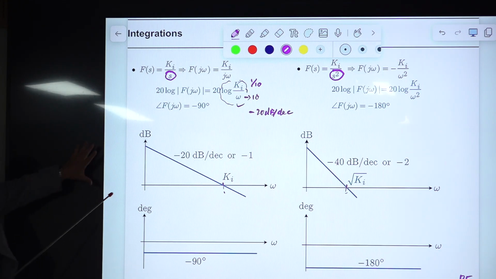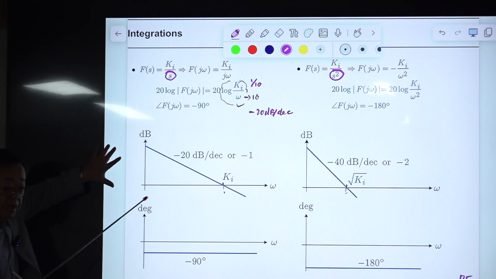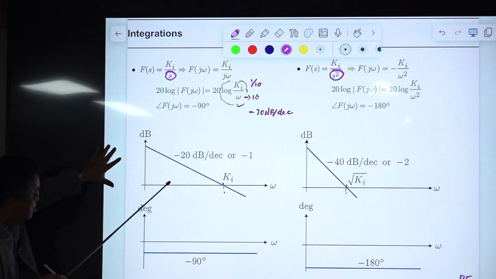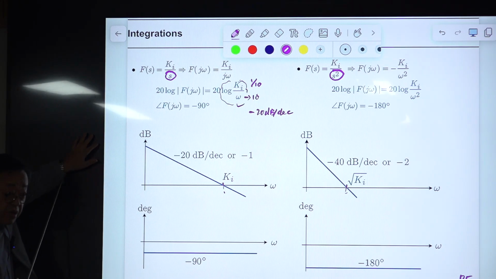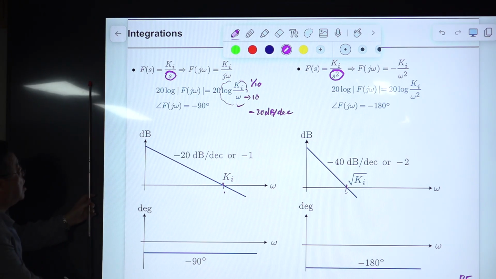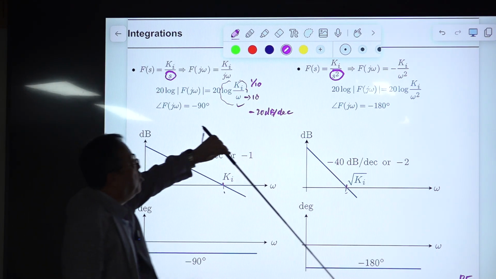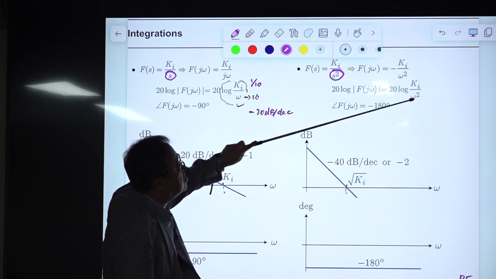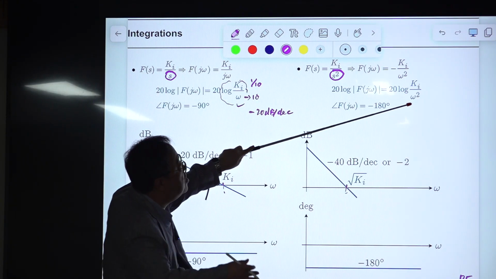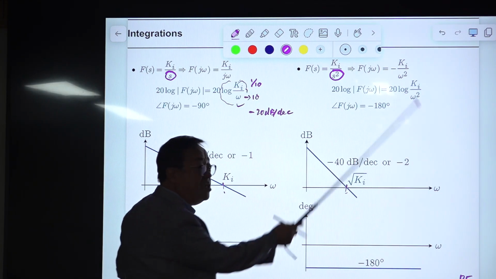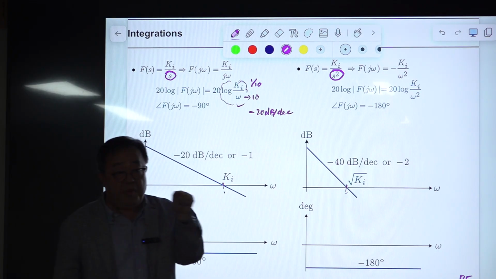You cannot plot 0 frequency here, because it stays 1/10 forever. This is not 0, and you cannot draw this line. You would have to move in this direction infinitely, then you will have 0. For this case, the slope becomes steeper, because if you increase omega 10 times, the whole thing will decrease by 1 divided by 100.